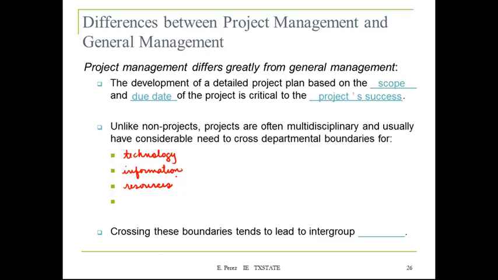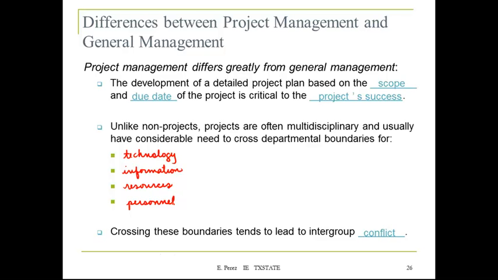Sometimes you need access to a program that you don't have on your computer, and you need to go to a different department to use the computer. Or you have a person who is an expert on a specific field, and you need some information from this person, but this person is very busy. So you will find these types of things, and that also relates to personnel. So crossing these boundaries tends to lead to intergroup conflict.